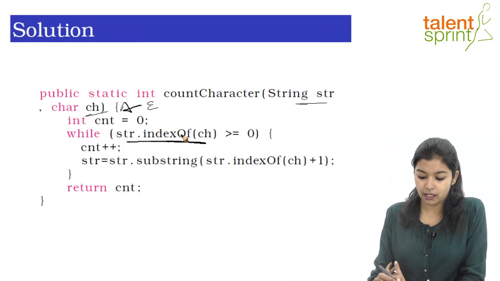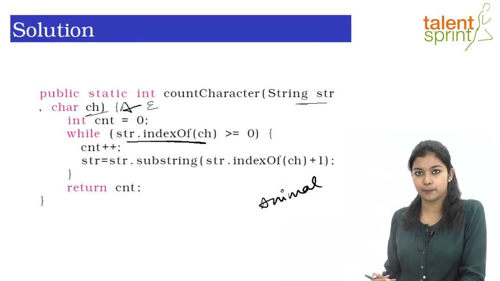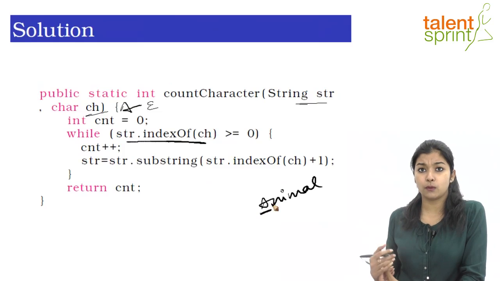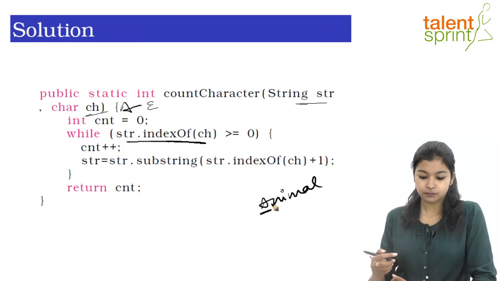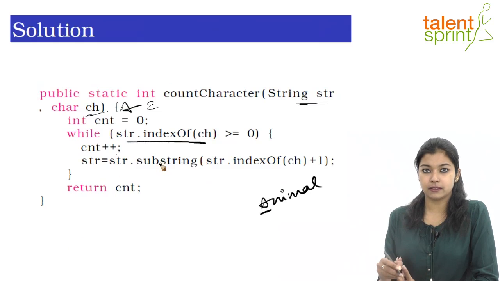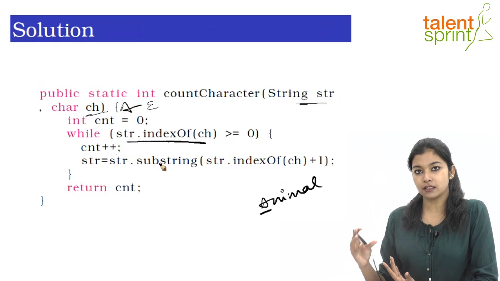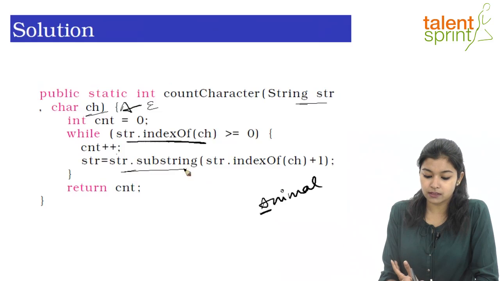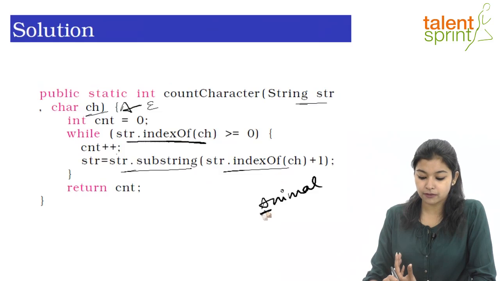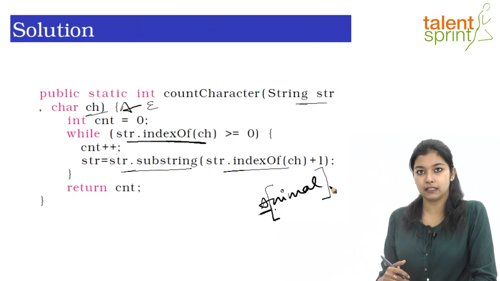So let's say you have ANIMAL as your string. The index of A would be the first index, which is greater than or equal to 0. So we move on to increase our count, and then we have to shrink our string. So we do string.substring(string.indexOf(character) + 1). The indexOf character is this, plus 1 is this location. So our substring now is NIMAL.